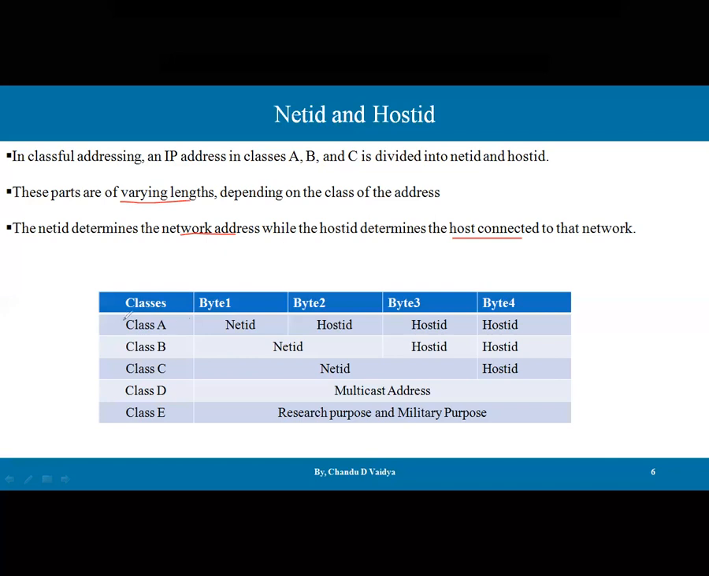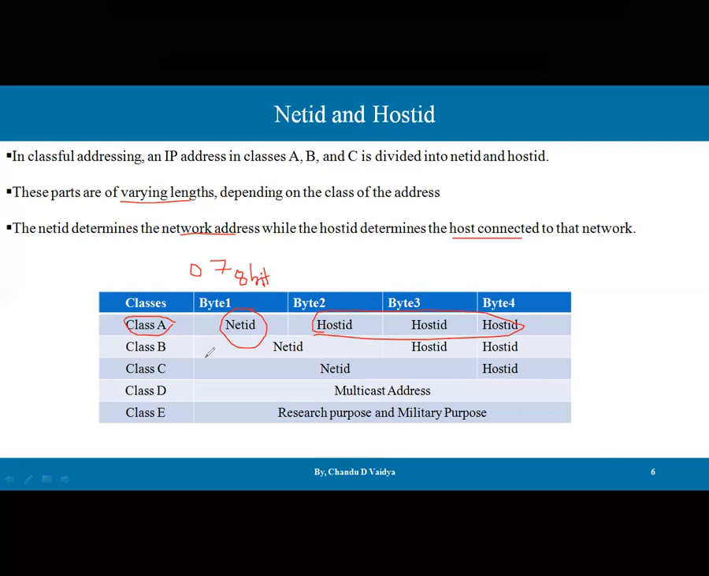As far as class A is concerned, the first byte is the net ID. It means the first one byte, or 8 bits, belongs to the net ID, and the rest is the host ID. So 2 to the power 24 belongs to the hosts, and this many hosts can be connected with the available net IDs. Here, minus the leading 0 and the rest of the 7 bits, 2 to the power 7 blocks will be available for class A.